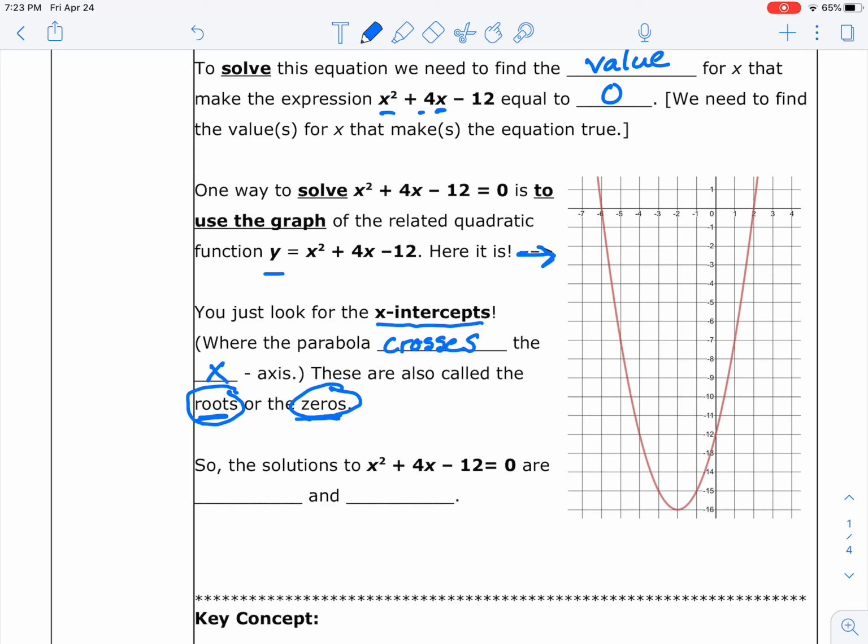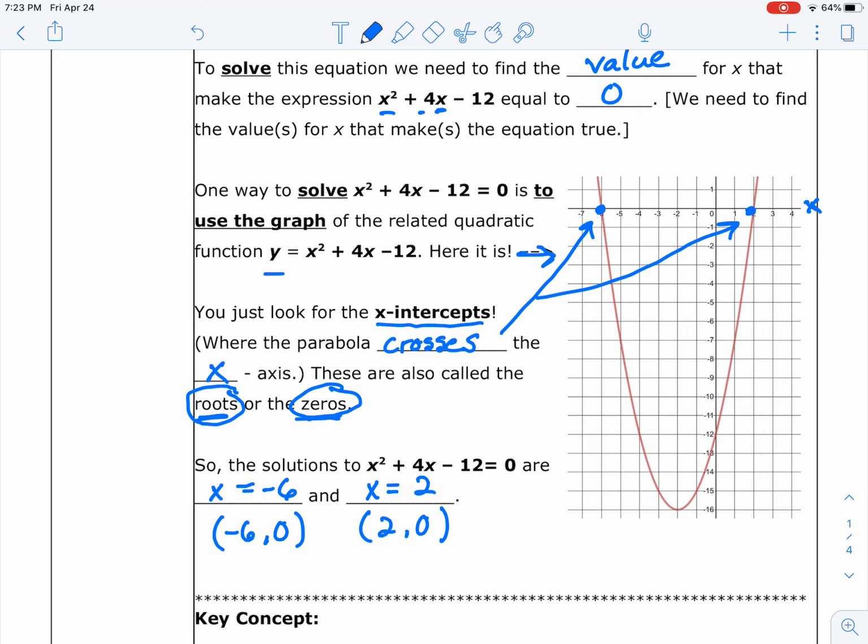So if you notice over at the right here, we have two places where the parabola crosses the x-axis, right there and right there. So you'll notice those two places are on the x-axis, and therefore their solutions are going to be, or their values are going to be x equals negative 6. In other words, the point negative 6, 0 is on the parabola, and the other solution is x equals 2. In other words, the point 2, 0 is on the parabola.